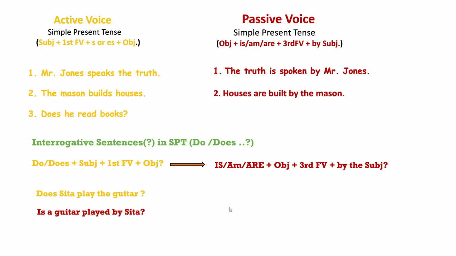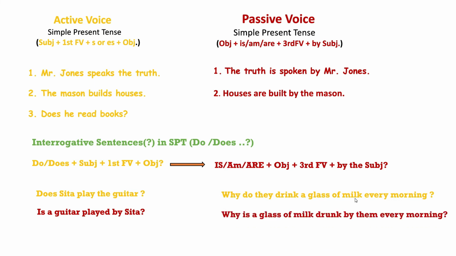Another question. Now, when a question starts with WH words like why, who, how, when, etc., your answer will also start with those question words we just mentioned. Why do they drink a glass of milk every morning will change into why is a glass of milk drunk by them every morning. So do not get confused when questions start with those WH words. Okay, now I think you will know the answer to this one. Does he read books? Your answer will be, are books read by him? Easy.